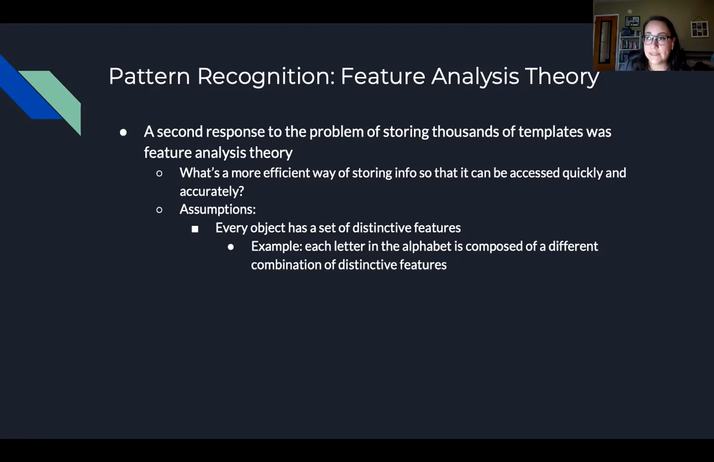And so, for example, if the set of objects to be identified includes letters of the alphabet, then each letter can be defined by a different set of its own distinctive features that identifies it uniquely. So for an example, the capital letter A, its features might include a horizontal line in the middle, two diagonal lines that connect at the top, and an intersection of these features.